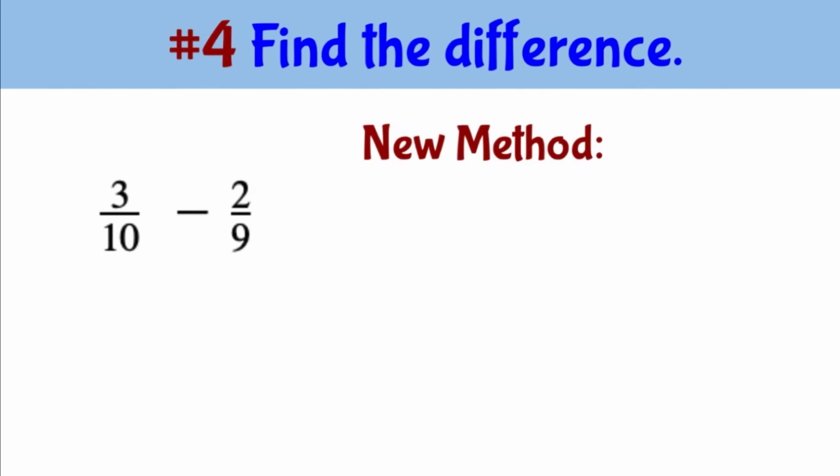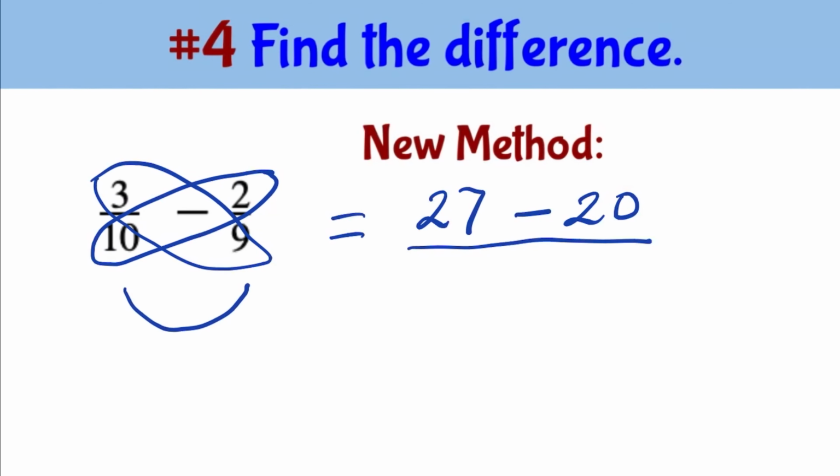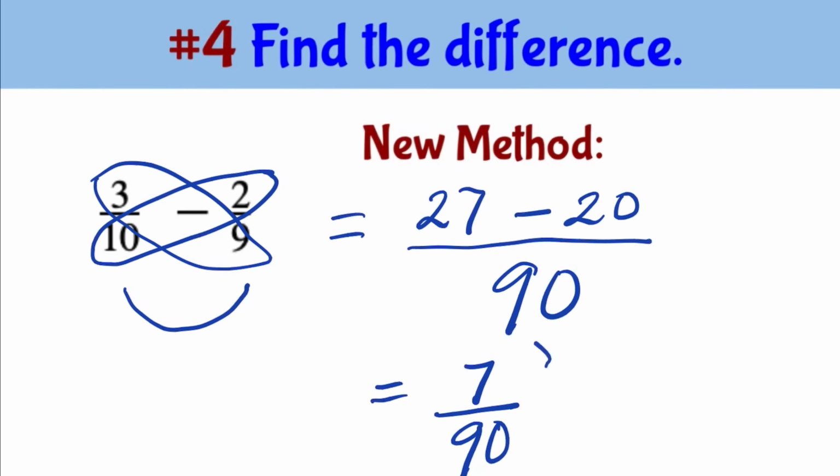Question 4. Find the difference between 3/10 and 2/9. So using Gani's method, we will multiply first 3 times 9, and that is 27, minus, we need to do 10 times 2, which is 20, and for the denominator, we need to multiply 10 times 9, and that is 90. So in this problem, 27 minus 20 is 7, and we have 90. So the answer is 7 over 90.